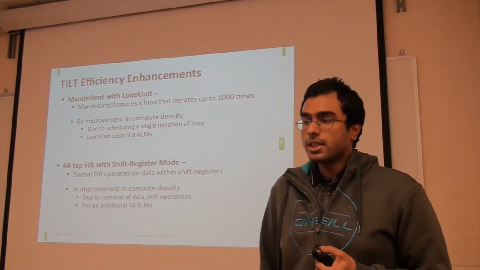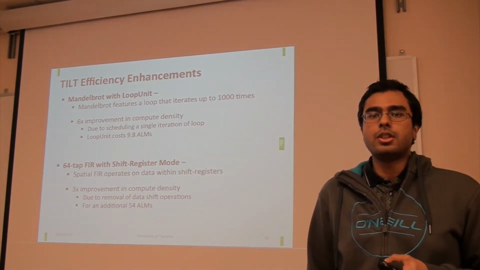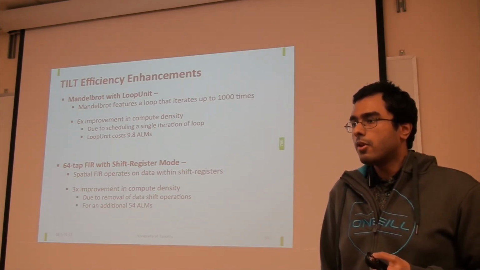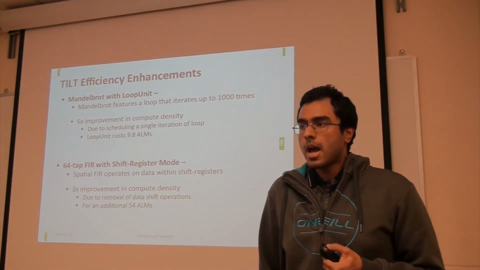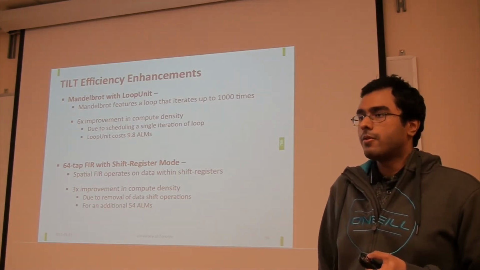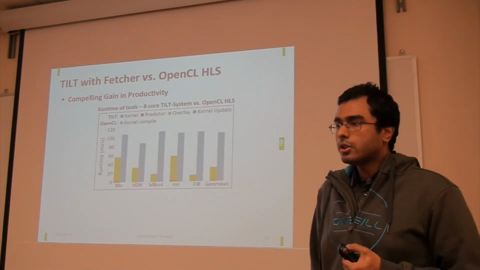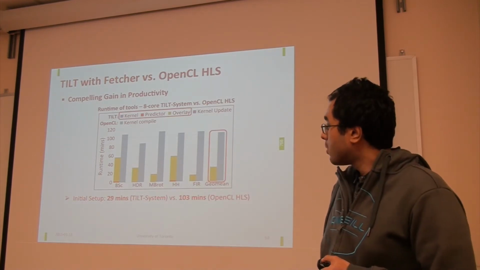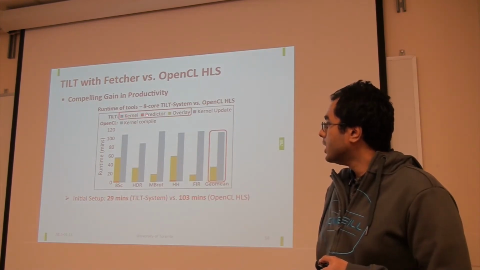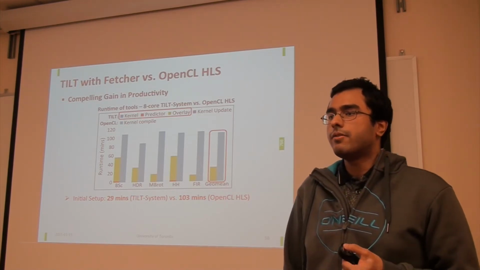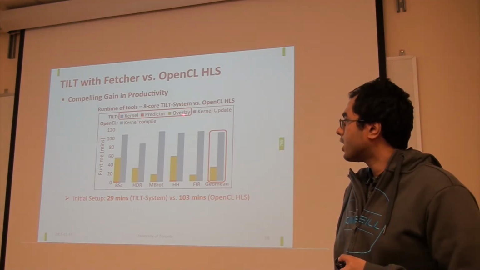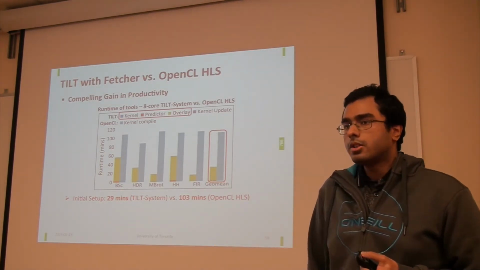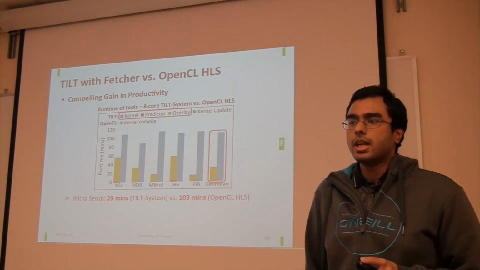And as mentioned before, the 64-Tap FIR filter is implemented with the shift register addressing mode. We obtain a 3x improvement in compute density due to the removal of the extra data shift operations, and at an additional cost of only 54 ALMs. We also observe a compelling gain in productivity. The initial setup of the TIL system requires a software compilation of the application kernel, using the predictor to select the densest TILT and fetcher configuration, and synthesizing that architecture onto the FPGA, which takes 29 minutes on average for our benchmarks. This is compared to 103 minutes for our OpenCL HLS designs.